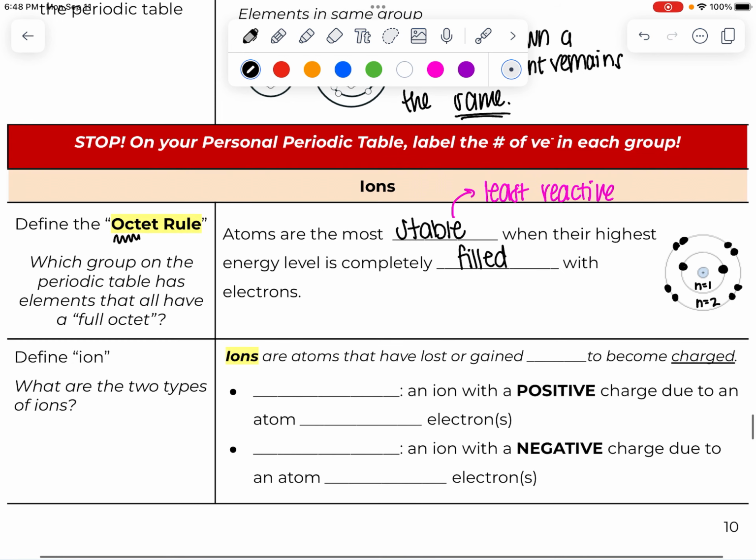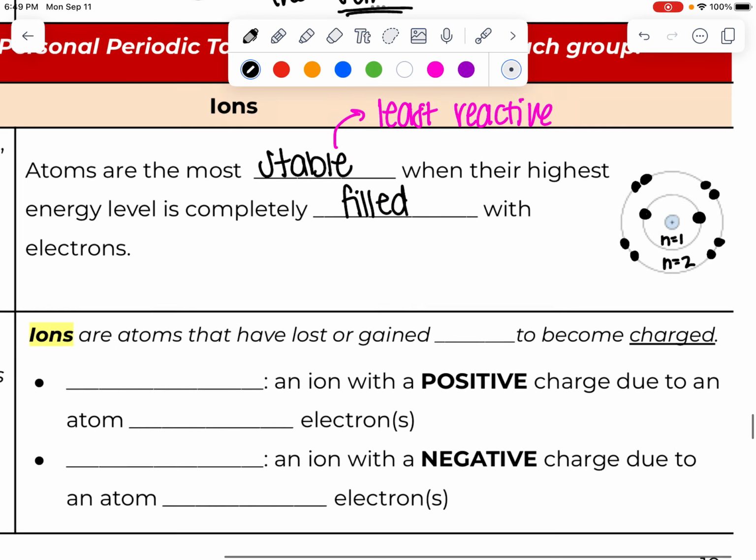So all atoms are trying to get to this. They're trying to be most stable. They're trying to get their outermost energy level filled. And how do they do that? They ionize, or they bond. We'll learn about the different types of bonding in Unit 3, but for right now, what we're talking about is forming ions. So ions are atoms that have gained or lost electrons to become charged.